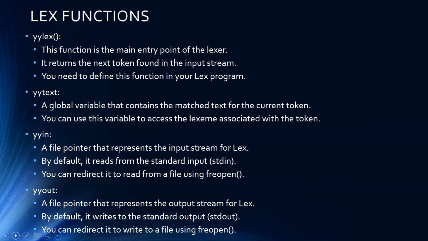yyin: a file pointer that represents the input stream for Lex. By default, it reads from the standard input. You can redirect it to read from a file using freopen. yyout: a file pointer that represents the output stream for Lex. By default, it writes into the standard output. You can redirect it to write to a file using freopen.